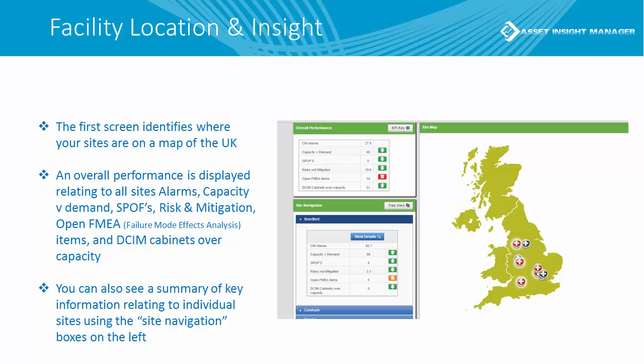You can also see a summary of key information relating to the individual sites using the site navigation boxes on the left. As you can see here, there's some red highlighted which says there's some problems on those sites. You click on them, it opens up the sites, and then you can identify what the problems are on each one.